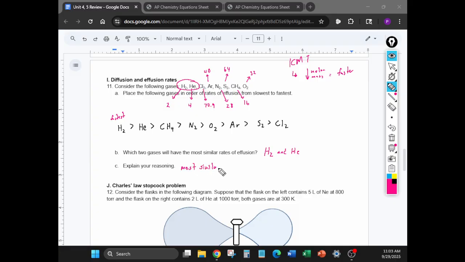Yeah, but He is twice as much as H2. That's true, but it's still based on the mass. But it's twice as heavy. Wouldn't it go twice as fast? No. Because v squared.